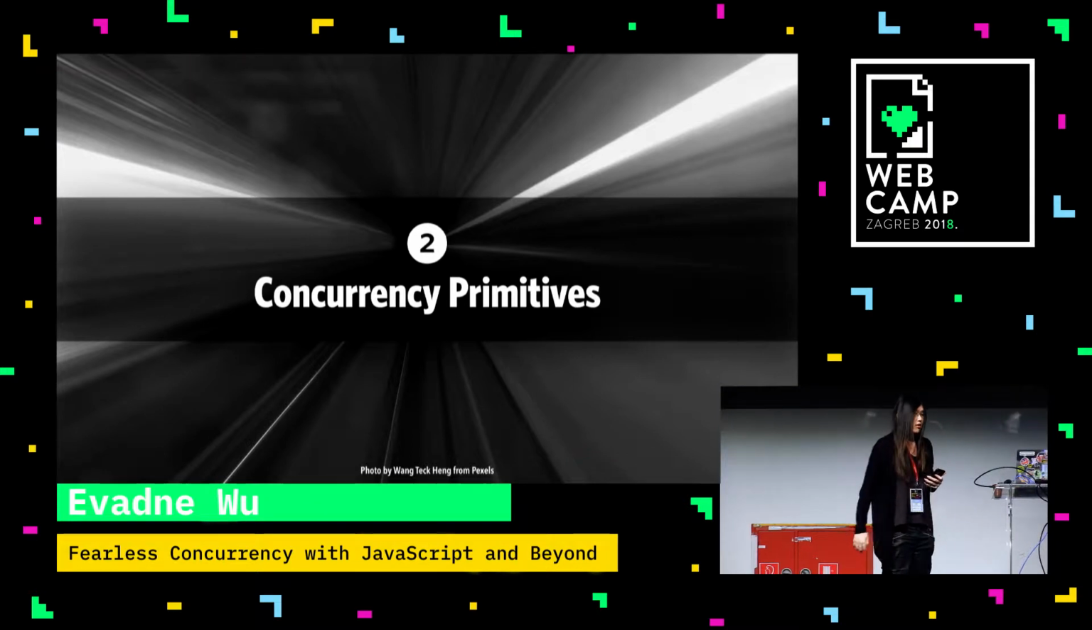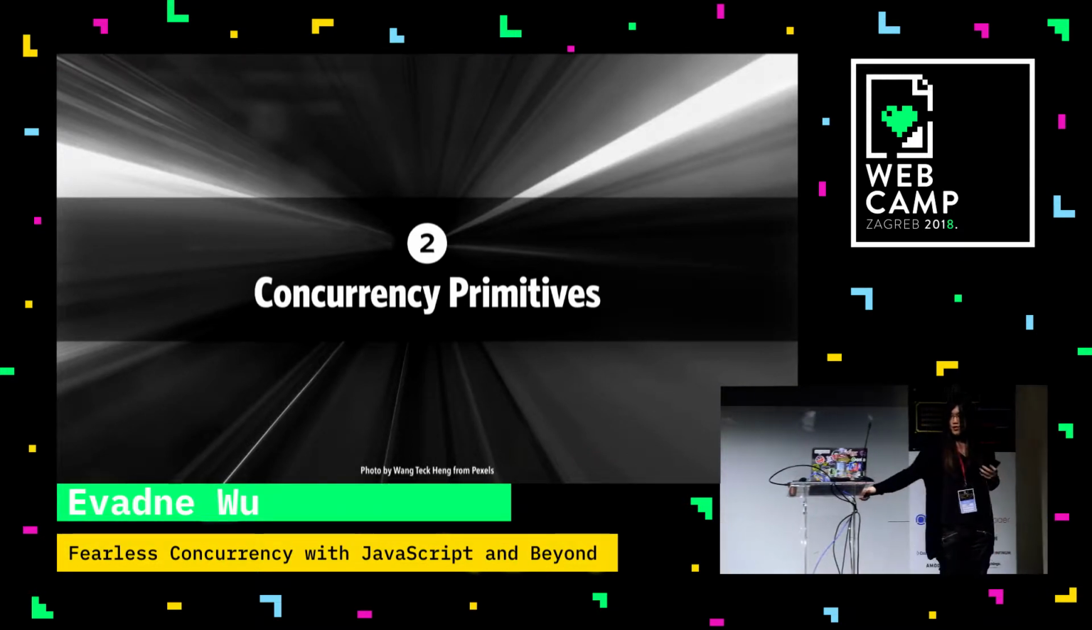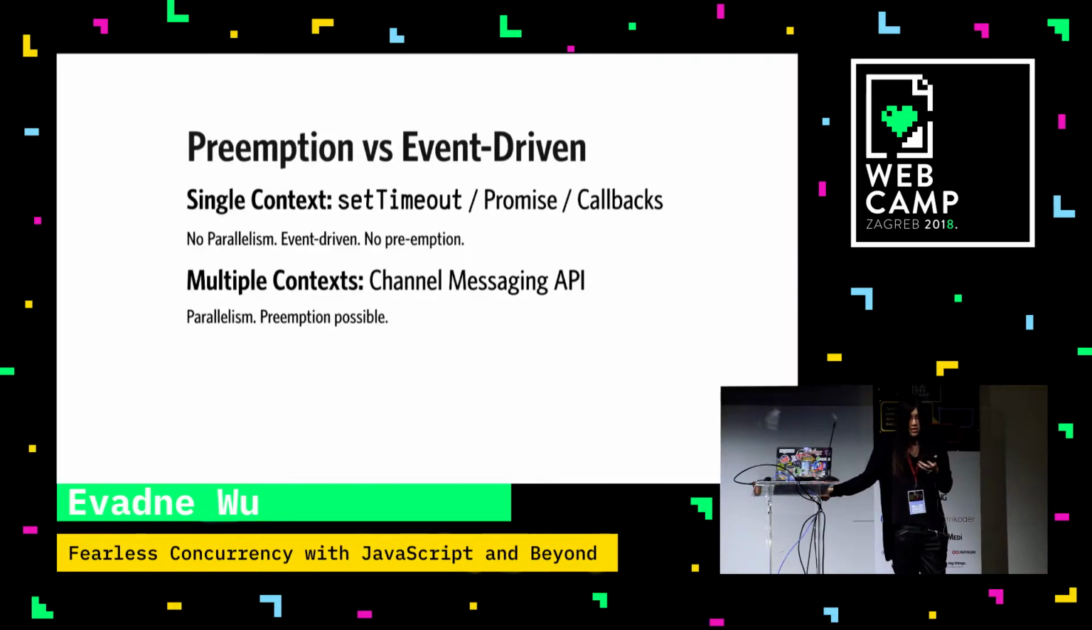All right. So let's say you have a web application. What can you do? First of all, there are actually 2 ways of concurrency within a web application. It's either preemption or event-driven concurrency. You can approach it through the lenses of preemption versus event-driven concurrency. So if you only have a single thread, even if you don't use web workers, don't use frames, you have only one single context, you can still write concurrent code.